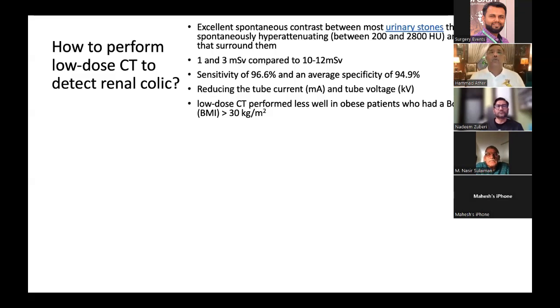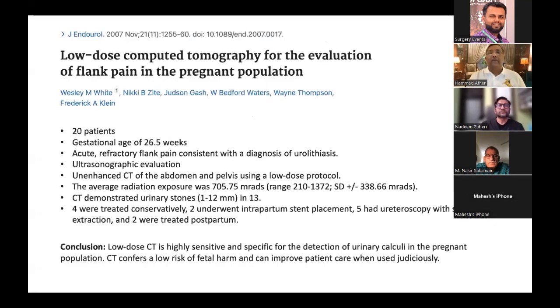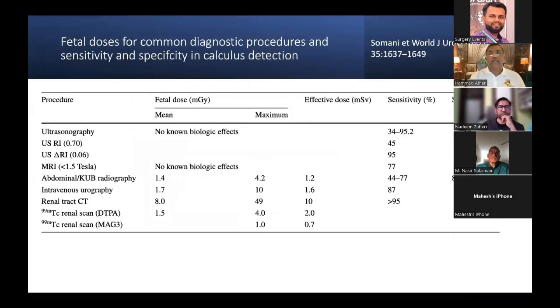One of the limitations of low dose and ultra low dose CT scan is the obese patient, because then the distinction and the contrast difference between stone and the soft tissue is lost. In that situation, you probably would not be able to diagnose ureteric stones. Kidney stones can still be picked up. So these scans can really be performed in that setting, and many studies have shown not only the safety, but also the high diagnostic accuracy of low dose and ultra low dose CT scan in this scenario.